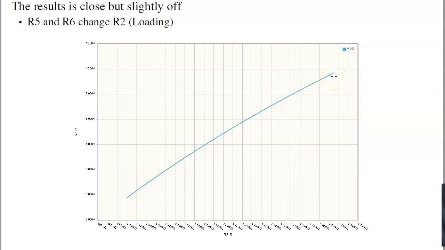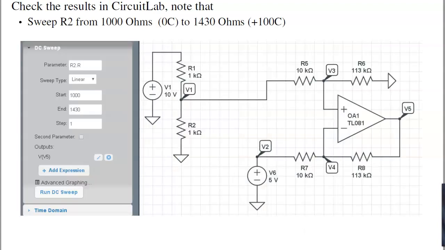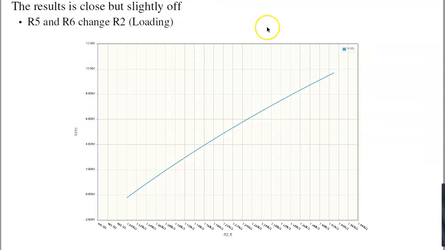Again, here it's slightly off. The reason it's slightly off is because I've ignored R5 and R6 in my analysis. Circuit Lab doesn't ignore those two. It takes that into account. These two are basically in parallel with R2. That reduces R2 slightly, which reduces V1 slightly, which reduces the output slightly. And that's why you see the output is slightly different.